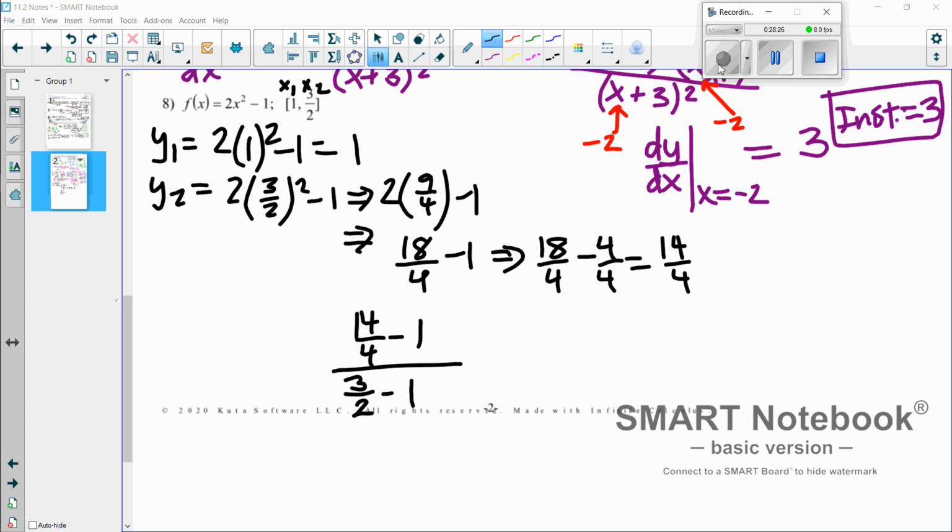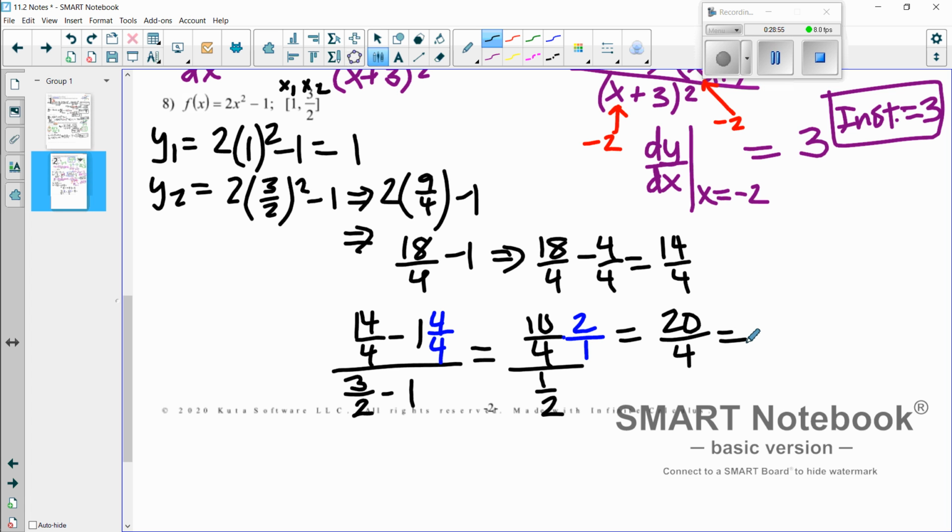And so here's our slope formula, right? And it looks like we're going to have to do 4 over 4 for our 1. Okay, so if you want to write it like that, do it. Okay, and then 14 minus 4 is 10. So we have 10 over 4. Over 3/2 minus 1 is just 1/2. Okay, let's multiply by the reciprocal. Okay, and it looks like we're getting 20 over 4, which is really 5. Okay, so our average rate of change here is just 5. Okay, so I guess it wasn't that long.